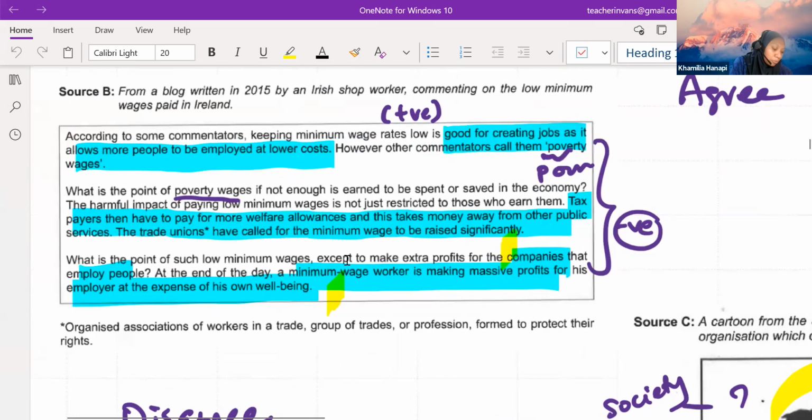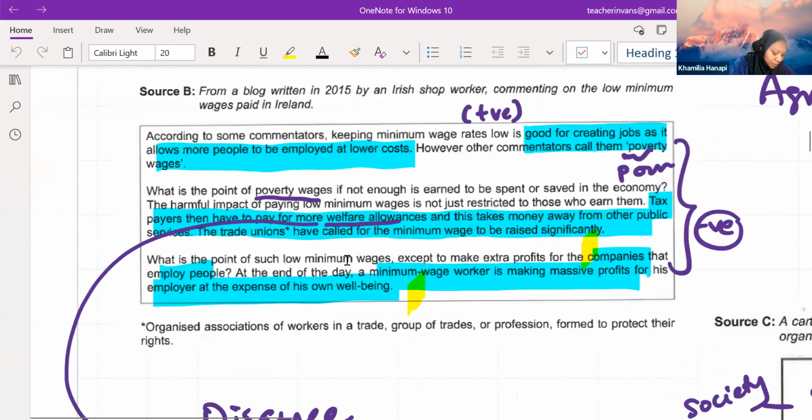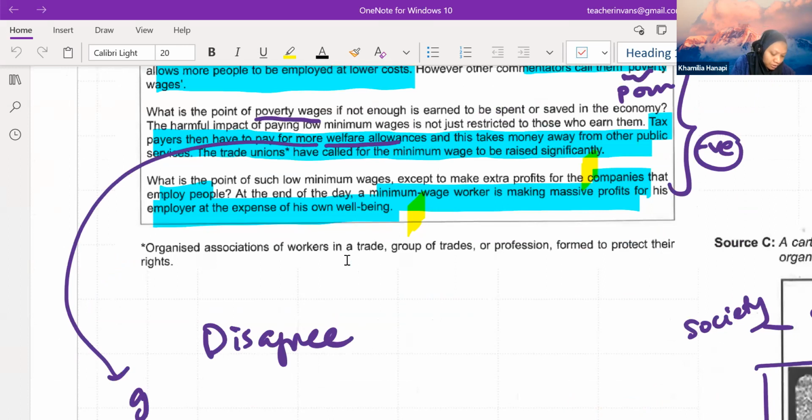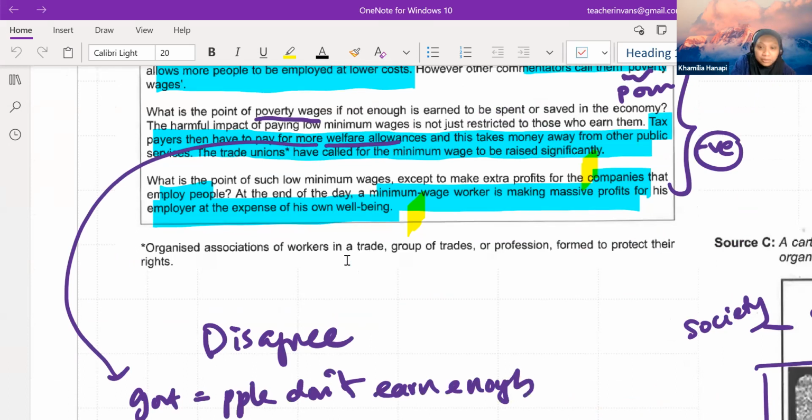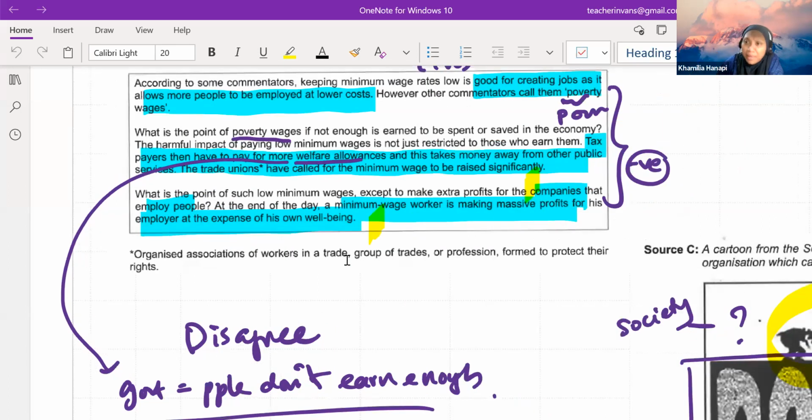Now, what is the meaning of welfare allowances? Welfare allowances are given specifically by the government, okay? And the reason why it is given by the government is because people don't earn enough. They just don't earn enough. And because they don't earn enough, the government needs to step in. So because the government then uses their money to pay for these workers who really cannot make ends meet, that means it is at the expense of other things. That is what he was saying.